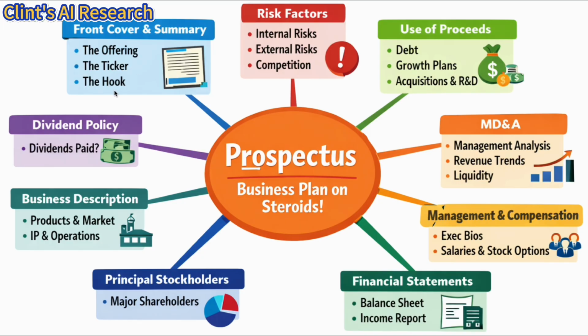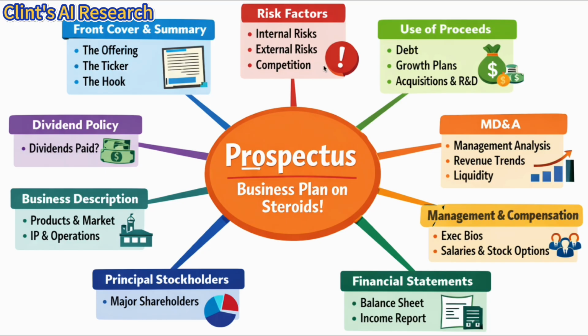The hook. A 5 to 10 page summary of your mission, your core products, and why this investment is an exciting opportunity. 2. Risk factors, the caution section. This is often the longest section because lawyers use it to protect the company from future lawsuits. You must disclose every possible danger. Internal risks. We haven't turned a profit yet, or our success depends entirely on our CEO. External risks. Changes in government regulations or a slowing global economy. Competition. Acknowledging that giant rivals may try to disrupt your growth.